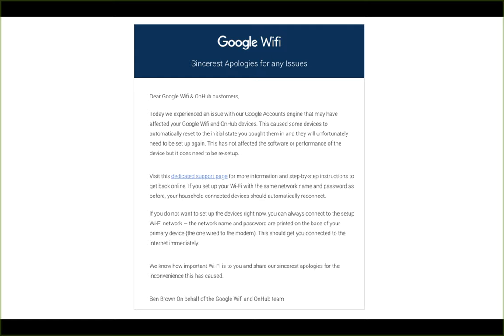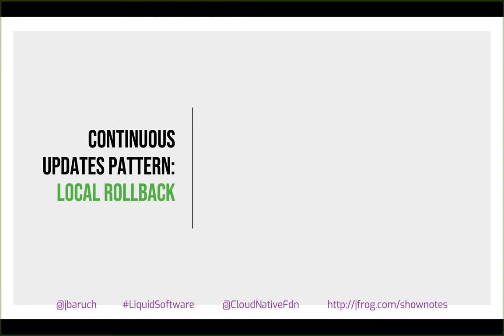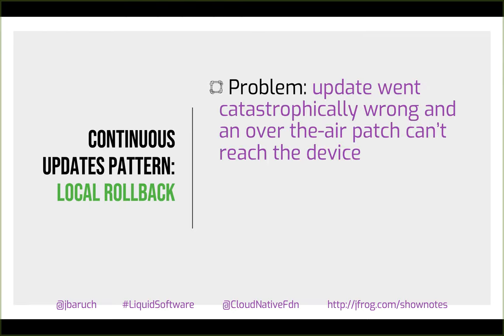Now, the problem is, to get an email, you need Wi-Fi. You need internet. I was on a trip, so I was on a conference Wi-Fi or hotel, so I got this email, we configured it, and everything worked fine. But yeah, there is this problem that an update can go catastrophically wrong, and an over-the-air patch cannot reach the device. And in our example, it was mild, you know, that was just a reconfiguration of a router at home.